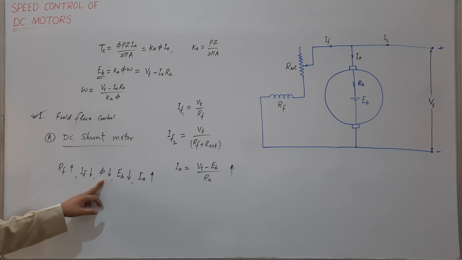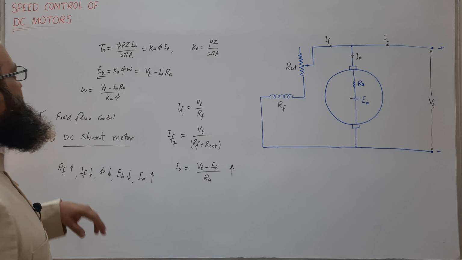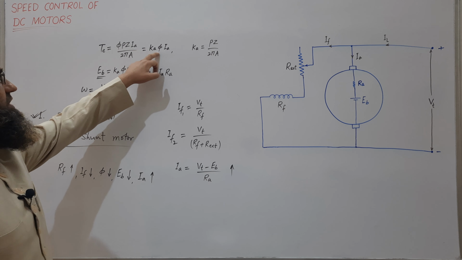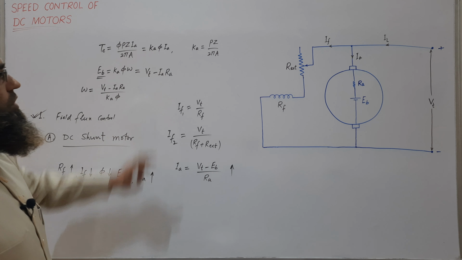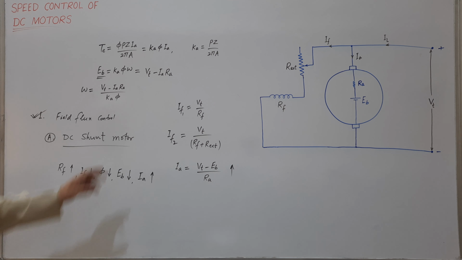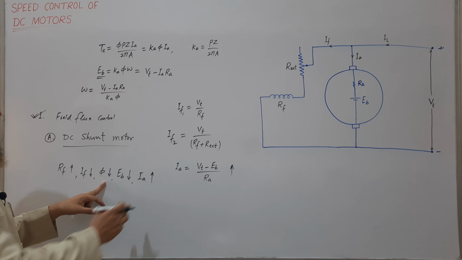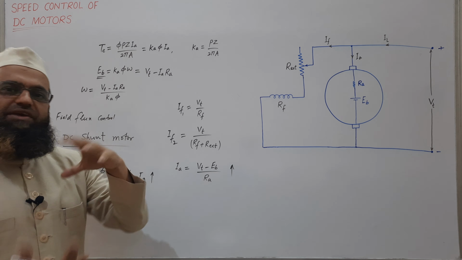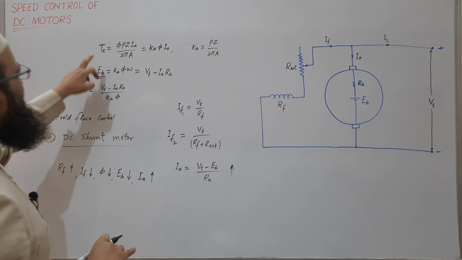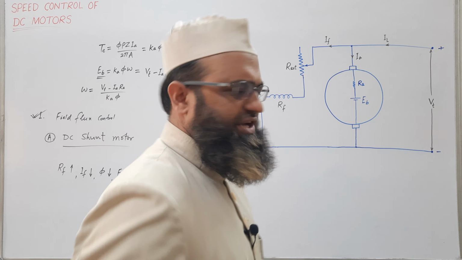Now, phi is decreased, IA is increased, and we know that electrical torque depends on these two. So phi has been decreased, IA has been increased. So both are contradicting. One is decreasing, one is increasing. So what will happen to TE? Whether it will increase or decrease? Just have a check.